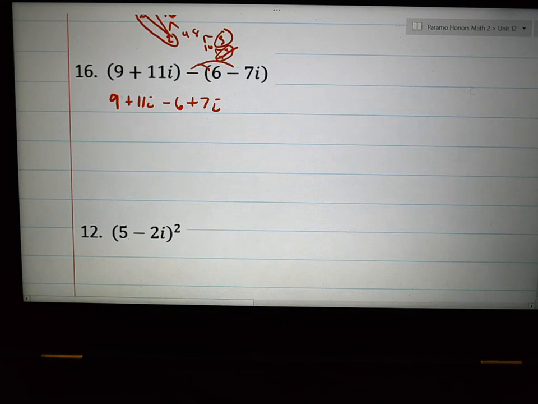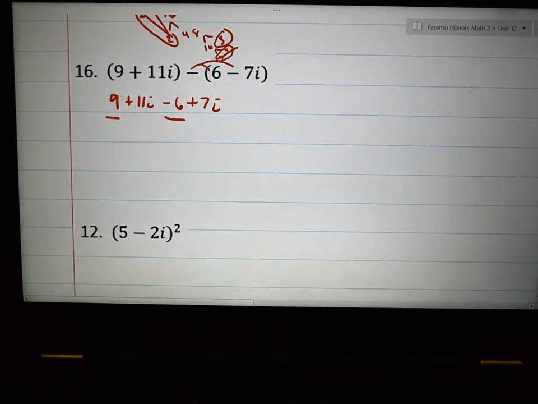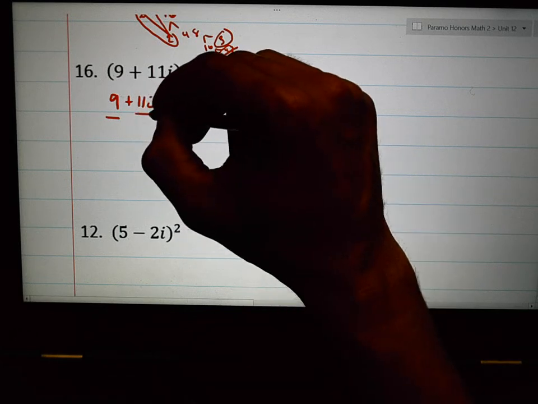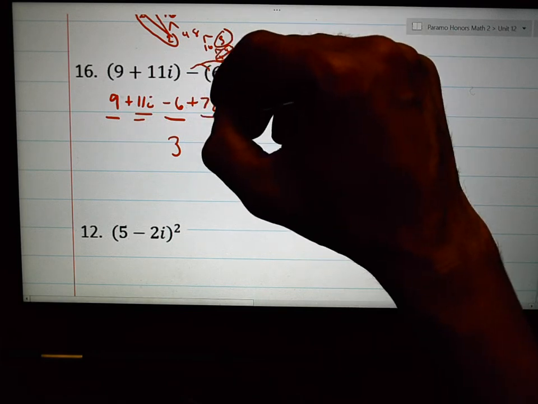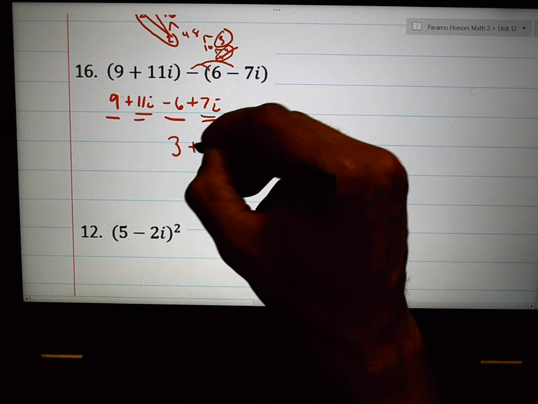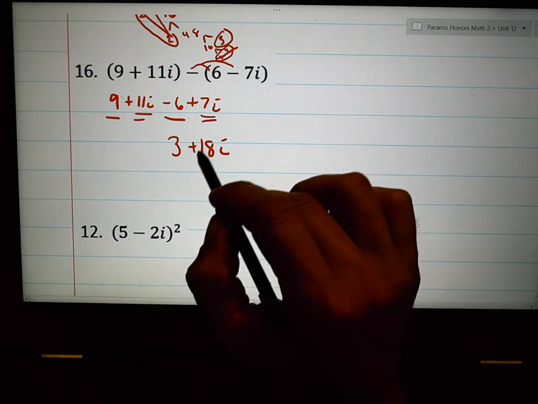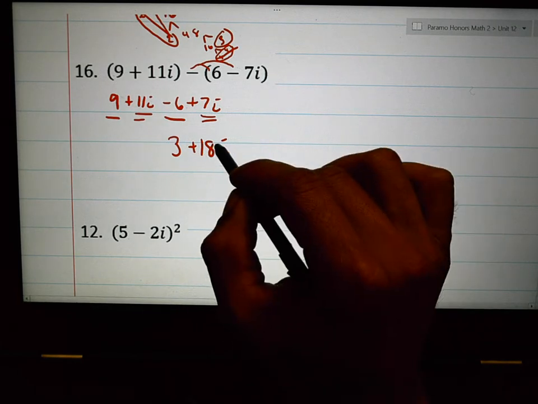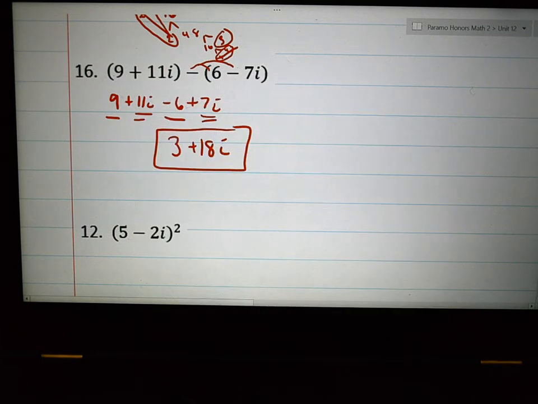After you distribute that negative, then you can combine your like terms. 9 minus 6 is 3. That is considered your real component. Your imaginary component is putting together the 11i and the 7i, which makes 18i. That's your imaginary component. You cannot put these two things together because they are not like terms. Your final answer is 3 plus 18i.